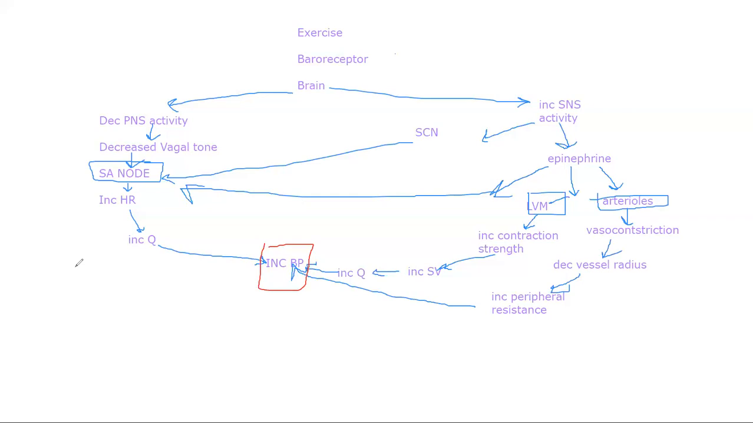So the decrease of parasympathetic, how do you say it? Parasympathetic. The parasympathetic activity decreases the vagal tone, which acts on the SA node, which increases the heart rate, which increases the cardiac output, which increases blood pressure. Blood pressure, my bad.